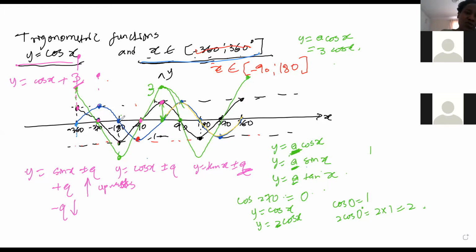So everything moves 1, 2, 3. Your whole graph is just going to move up by 3 units. If it was minus 3, your graph would shift down. All the points will just shift down by 3 units. Then you draw your new function.